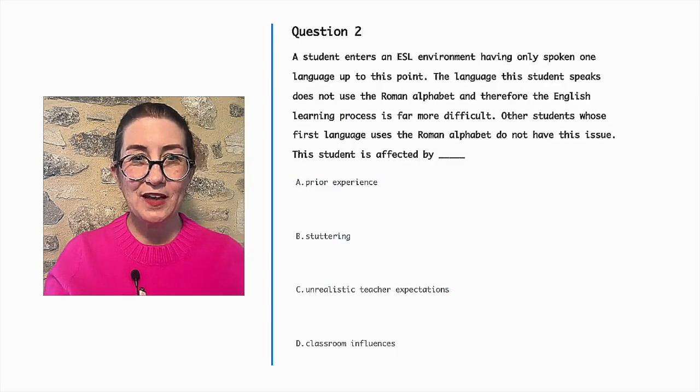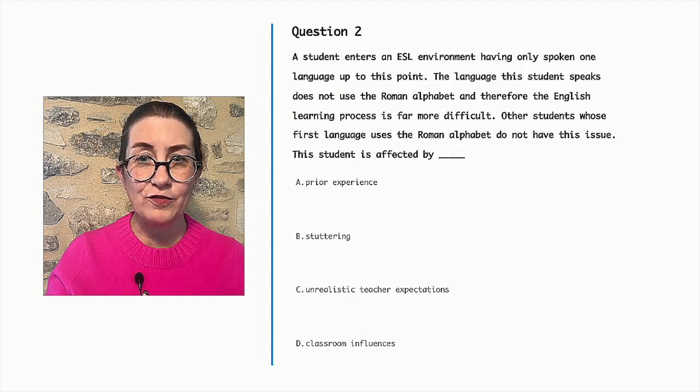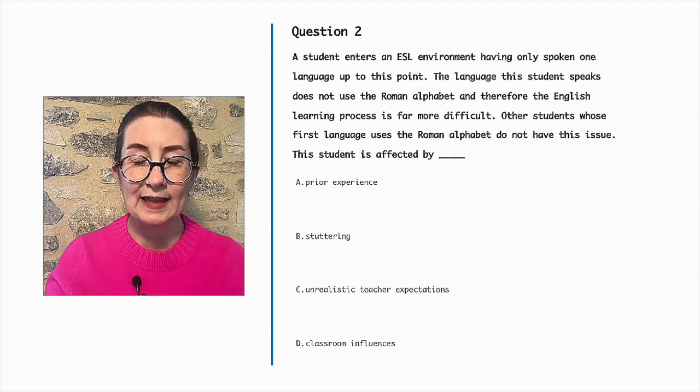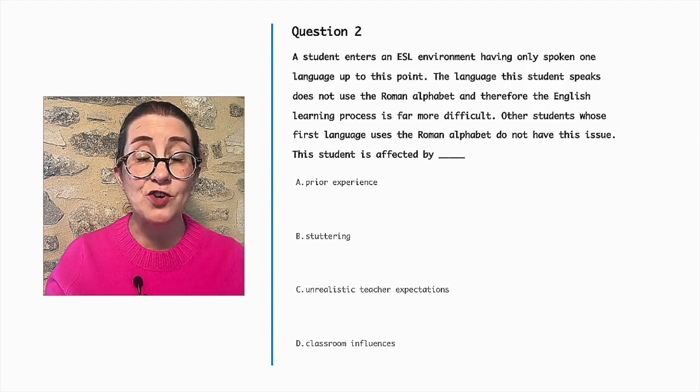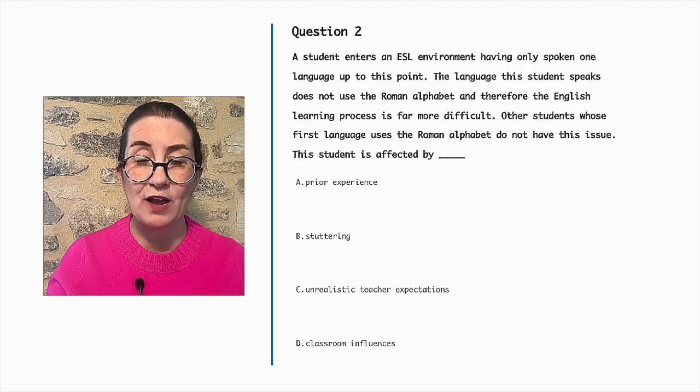Question number 2. A student enters an ESOL environment having only spoken one language up to this point. The language this student speaks does not use the Roman alphabet, and therefore the English learning process is far more difficult. Other students whose first language uses the Roman alphabet do not have this issue. This student is affected by prior experience, stuttering, unrealistic teacher expectations, or classroom influences.